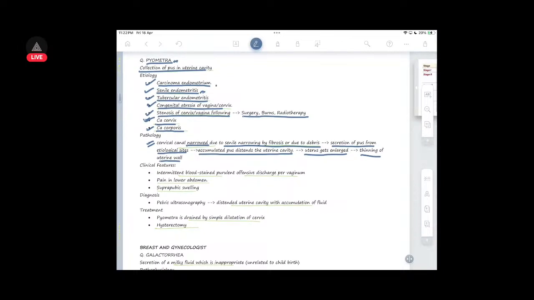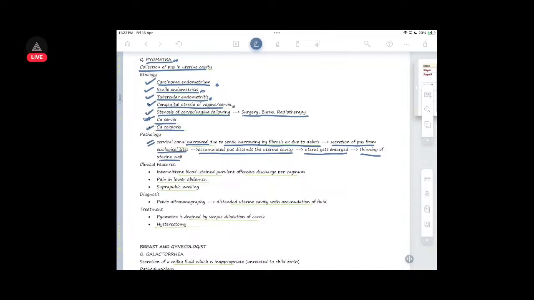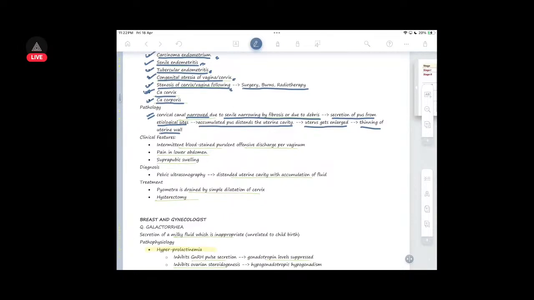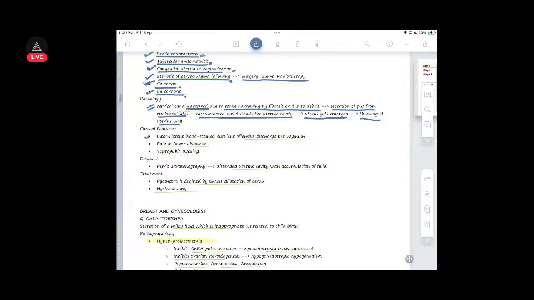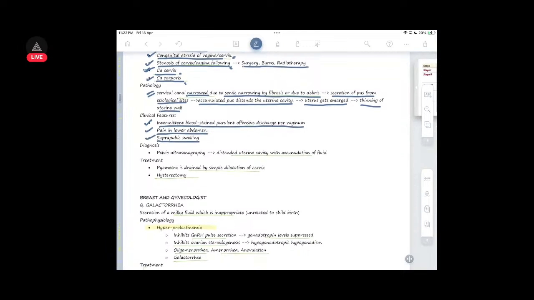Senile endometritis, carcinoma endometrium, trabecular endometritis. Atresia of the stenosis, corporis. Clinical features: you'll have intermittent, blood-stained, purulent, offensive discharge per vagina. There is pain in the lower abdomen, and you have suprapubic swelling. Diagnosis is by pelvic ultrasonography. There will be distended uterine cavity with accumulation of fluid.